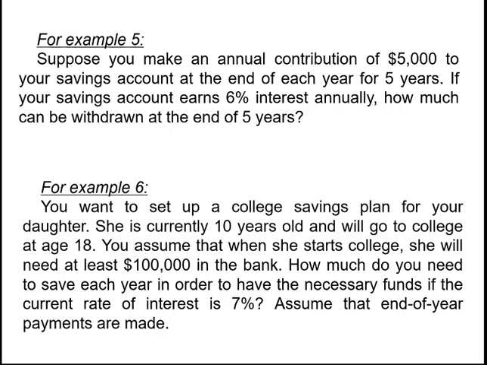You want to set up a college savings plan for your daughter. She's currently 10 years old and will go to college at age 18. You assume that when she starts college, she will need at least $100,000 in the bank. How much do you need to save each year in order to have the necessary funds? If the current rate of interest is 7%, assume that the end of year payments are made.